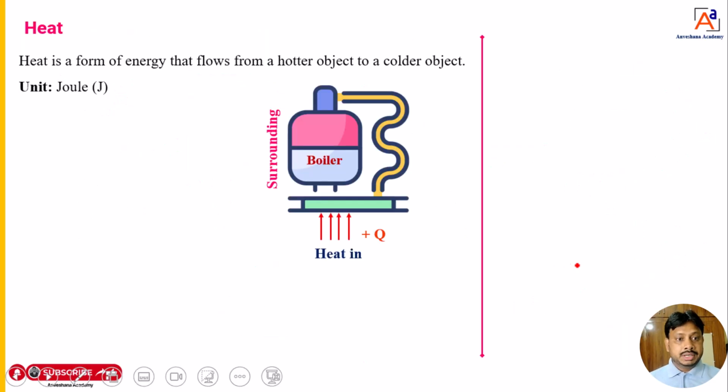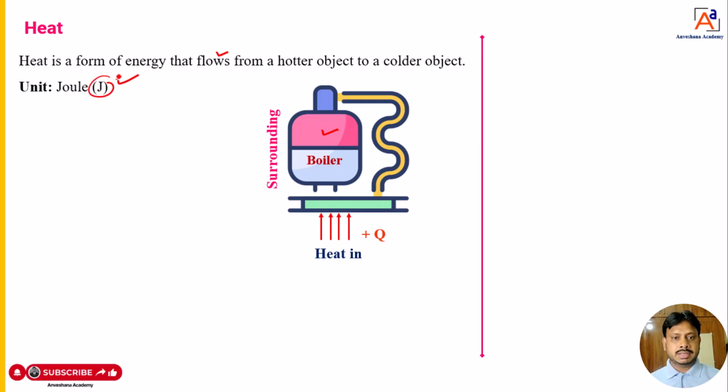Now when it comes to heat, as I told you, sign convention. Heat supplied to the system, I will take a boiler as a system. Already, dear students, you understood what is heat. Heat is a form of energy that flows from a hotter object to a colder object, or from a high temperature region to a low temperature region, or heat is a form of energy which is transferring due to change in temperature. That is known to be heat, and the unit for heat is joule, that we know already.